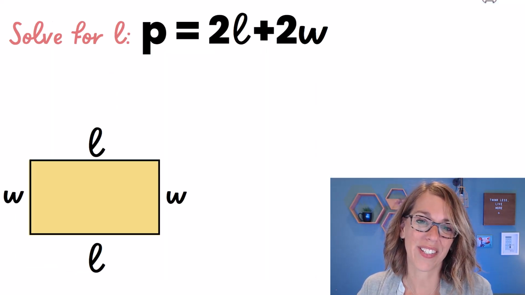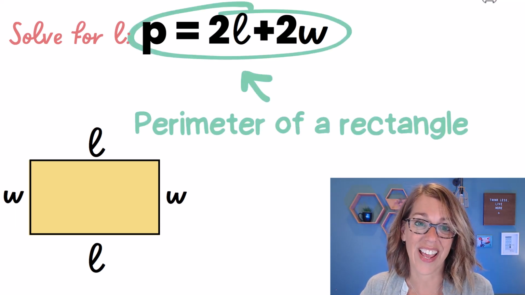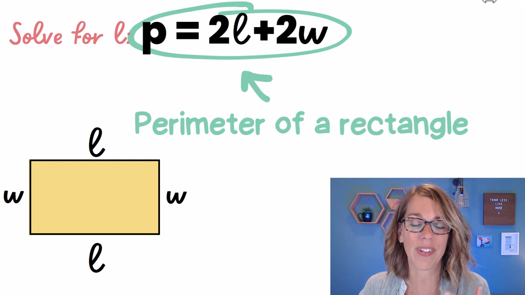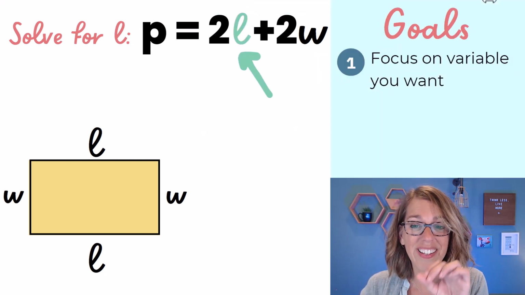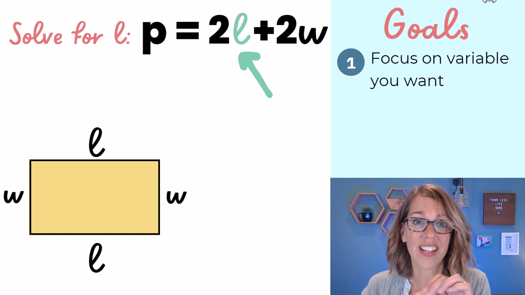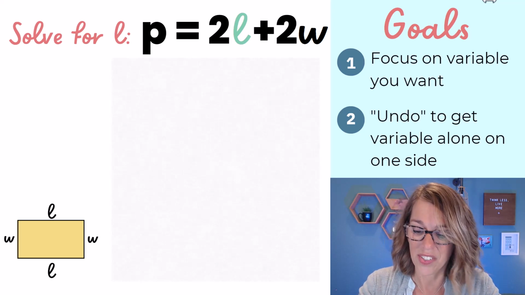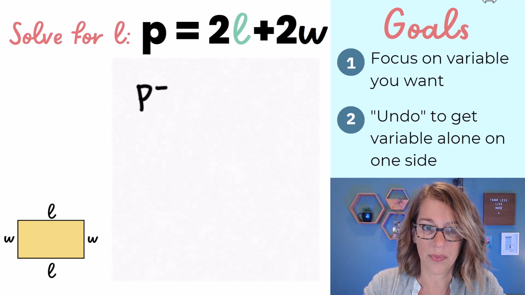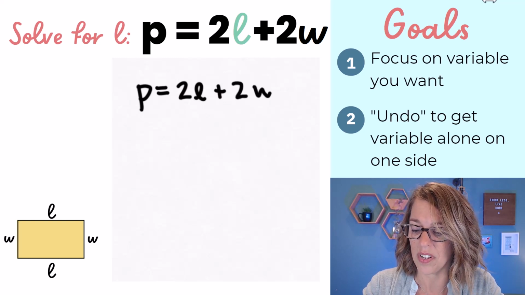In this next one, we want to solve for L. This one is a perimeter, which is the length around the outside of this rectangle. So we've got 2 lengths plus 2 widths. As we're solving for L, we want to again focus on the variable that we want, and we're going to undo to get our L by itself. So my formula starts off this way. Perimeter is equal to 2L plus 2W.